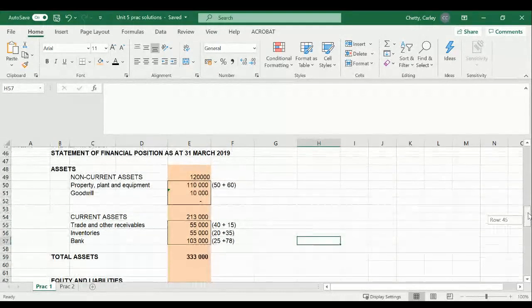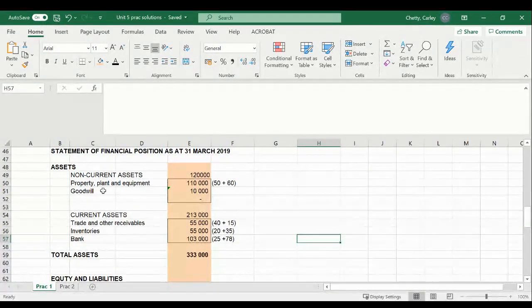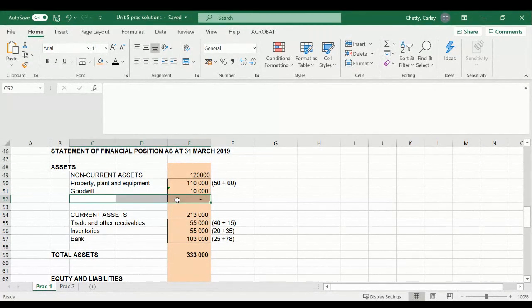So you'll see here in the statement of financial position under non-current assets, we have the consolidated PPE figure of 110,000 Rand. And remember, we raised goodwill of 10,000 Rand. And you'll notice that the investment in beta is not shown here. And the reason is because this is the consolidated financial statements. And then under your current assets, we calculated the consolidated trade and other receivables of 50,000 Rand, and we had inventory consolidated of 55,000 Rand, and we had bank of 103,000 Rand.